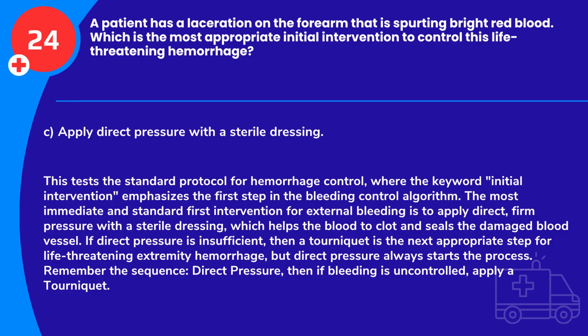This tests the standard protocol for hemorrhage control, where the keyword initial intervention emphasizes the first step in the bleeding control algorithm. The most immediate and standard first intervention for external bleeding is to apply direct, firm pressure with a sterile dressing, which helps the blood to clot and seals the damaged blood vessel. If direct pressure is insufficient, then a tourniquet is the next appropriate step for life-threatening extremity hemorrhage, but direct pressure always starts the process. Remember the sequence. Direct pressure, then if bleeding is uncontrolled, apply a tourniquet.